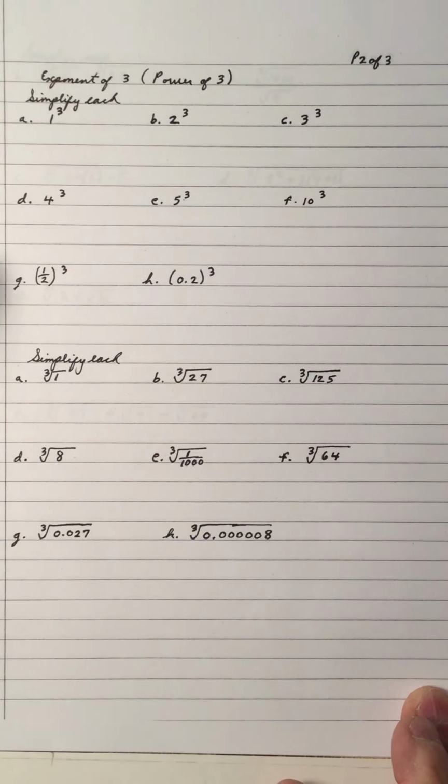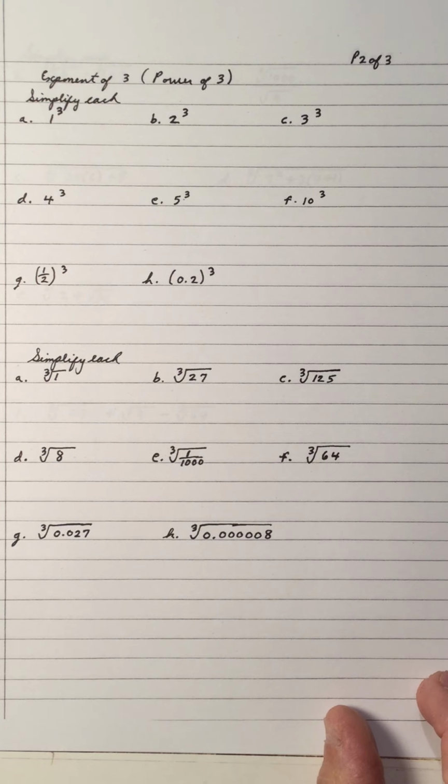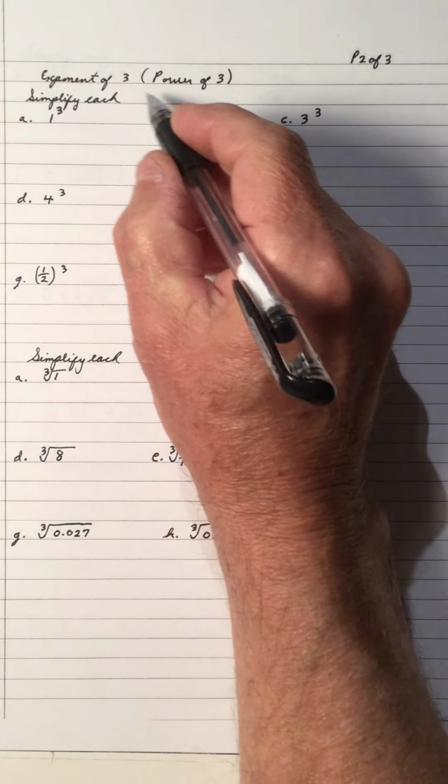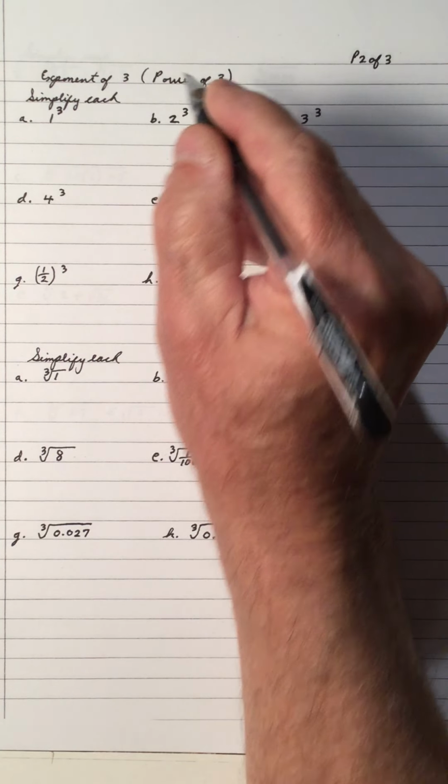There's a unit done on square root radicals or square roots, so that needs to be looked at in Algebra 2. Now I'm going to look at simplifying cubic radicals. Exponent of 3 or a power of 3.